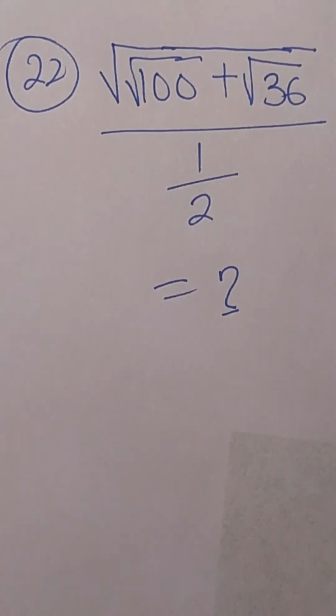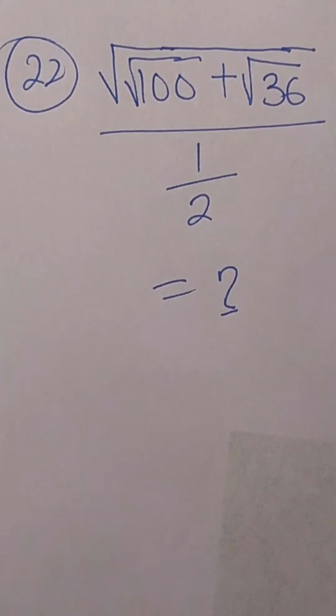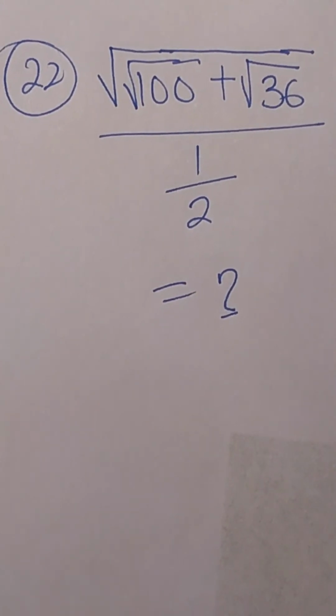So square root of 100 plus square root of 36, all over 1/2, is equal to what?